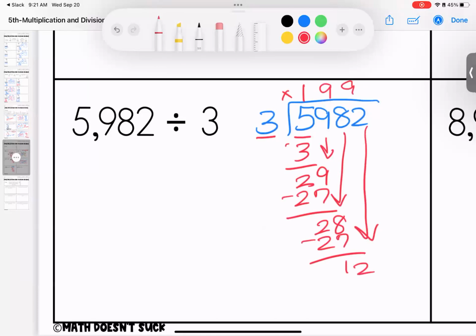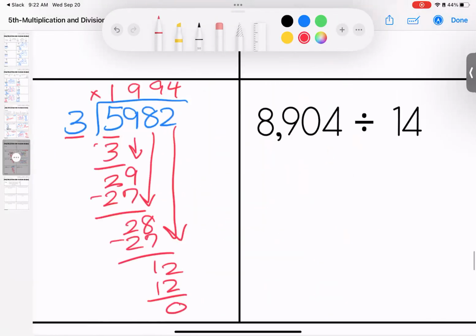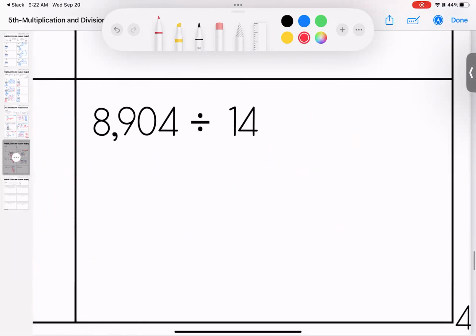Bring our last number all the way down. How many groups of 3 can I take out of 12? 4, because 4 times 3 is 12, leaving us with nothing. The answer is 1,994. Last one for page number 4.